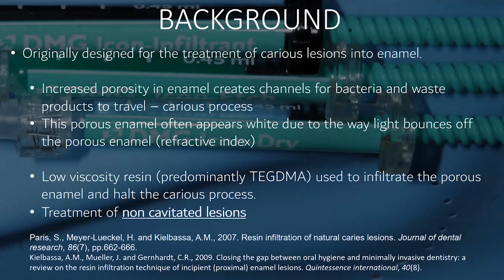So Icon's originally designed for the treatment of carious lesions into enamel. The carious lesion creates porosities in the enamel through the fermentable carbohydrates, thus changing the refractive index. So it was thought that a low viscosity resin, predominantly TEGDMA or 10DMA, could be used to infiltrate the porous enamel and halt the carious process. So that's what it was designed for, and essentially used for the treatment of non-cavitated lesions.